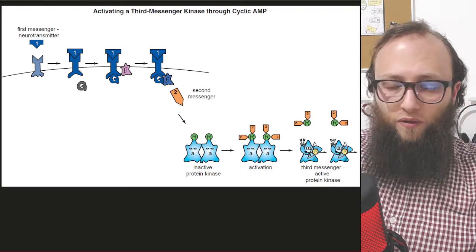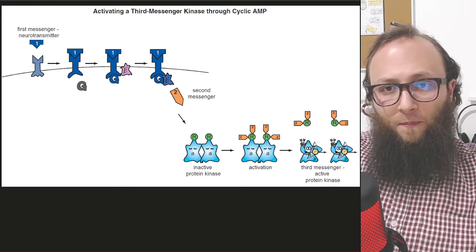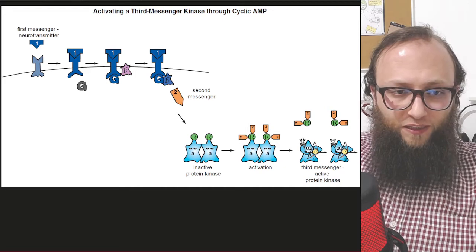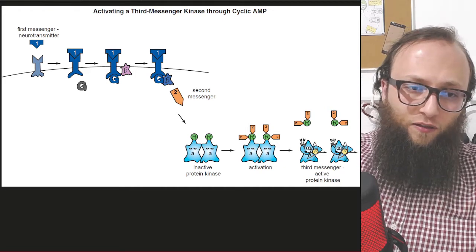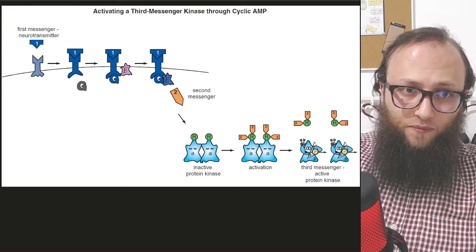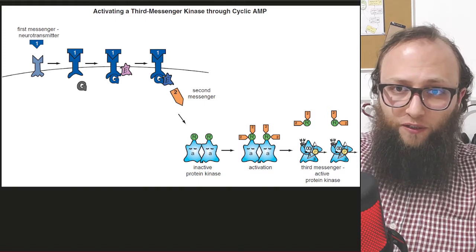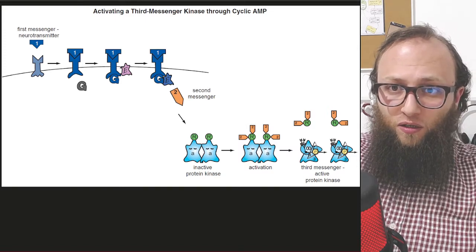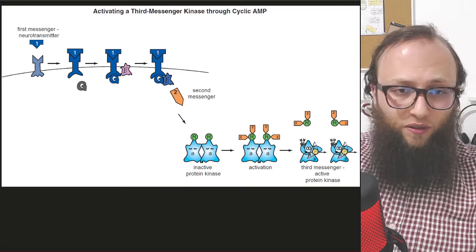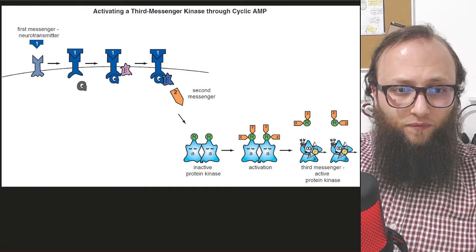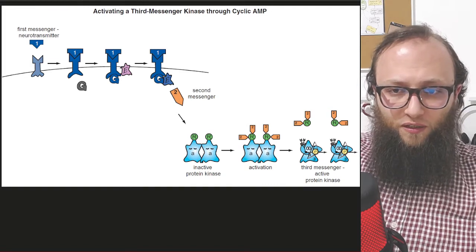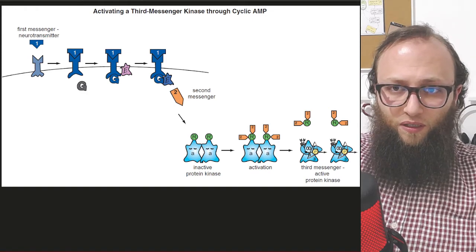Okay, what about the third messenger? Here we have a figure that demonstrates the third messenger protein kinase. So we have this process of activating a third messenger kinase through cyclic AMP. So you can see in this figure, this illustration.